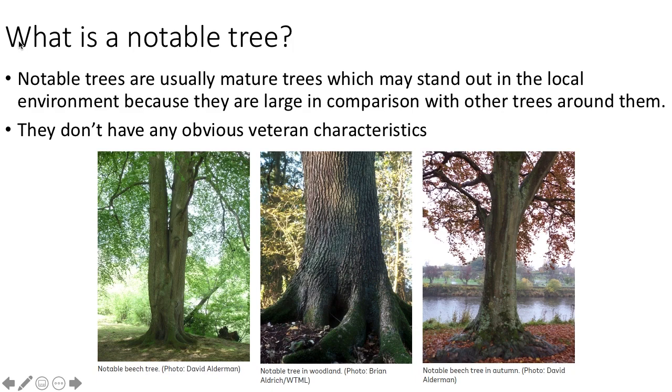And lastly, we talk about notable trees. So notable trees are usually mature trees which may stand out in the local environment because they are large in comparison to the other trees around them. But they don't have any obvious veteran or ancient characteristics. So these are the trees that you might notice in the landscape that are considerably larger than the trees around it, but actually they aren't ancient or veteran yet. They're sort of on their way there.